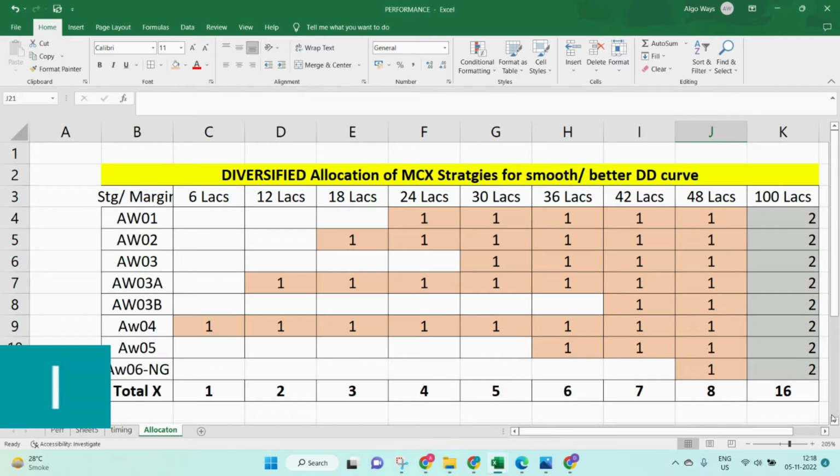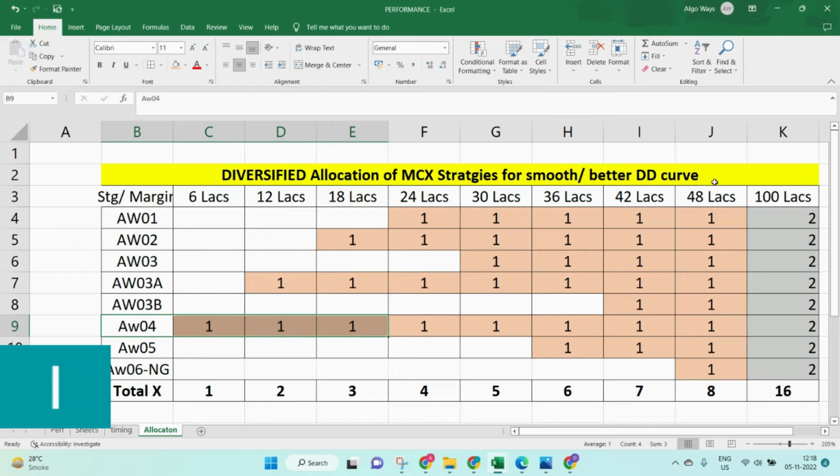This is the allocation matrix. So if somebody can deploy only one strategy, 1x, he should deploy strategy AW04 as per me. And then I have mentioned for 12 lakhs, 18 lakhs, 24 lakhs, up to 50 lakhs, how the deployment should be. So suppose somebody has got 18 lakhs. So he should deploy AW02, AW03A, AW04.